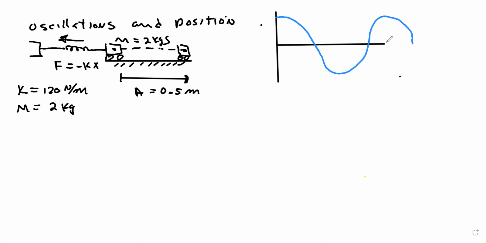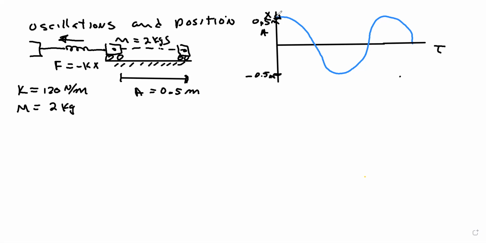Let's give it a little more axis right here. There we go. So this is going to be your time, and this is going to be your position right here, and this is going to be your amplitude right here. Your amplitude is going to be 0.5 meters. And this one is going to be minus 0.5 meters too. This is your amplitude and your minus amplitude.